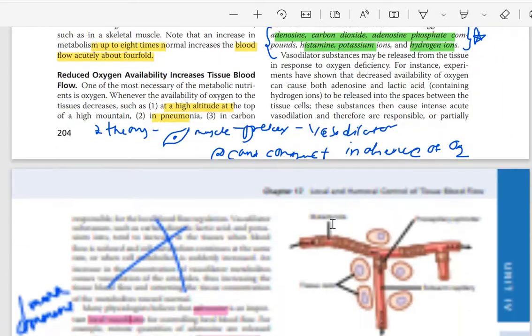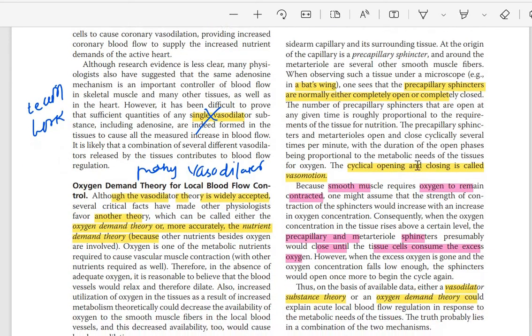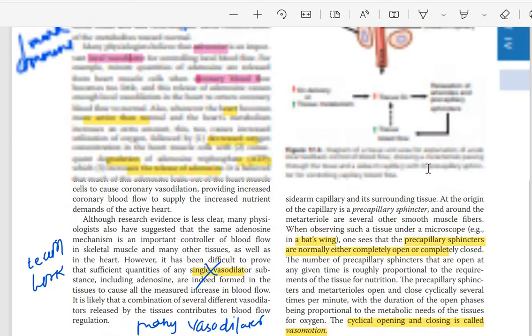This two theory is explained starting from here, from this up to this. So how did they study this oxygen demand theory for local blood flow? By using the bat wing. They did the study on the precapillary sphincter in the bat's wing. They said there is a cyclic opening and closing of this precapillary sphincter. This opening and closing depends on the oxygen concentration of tissue.